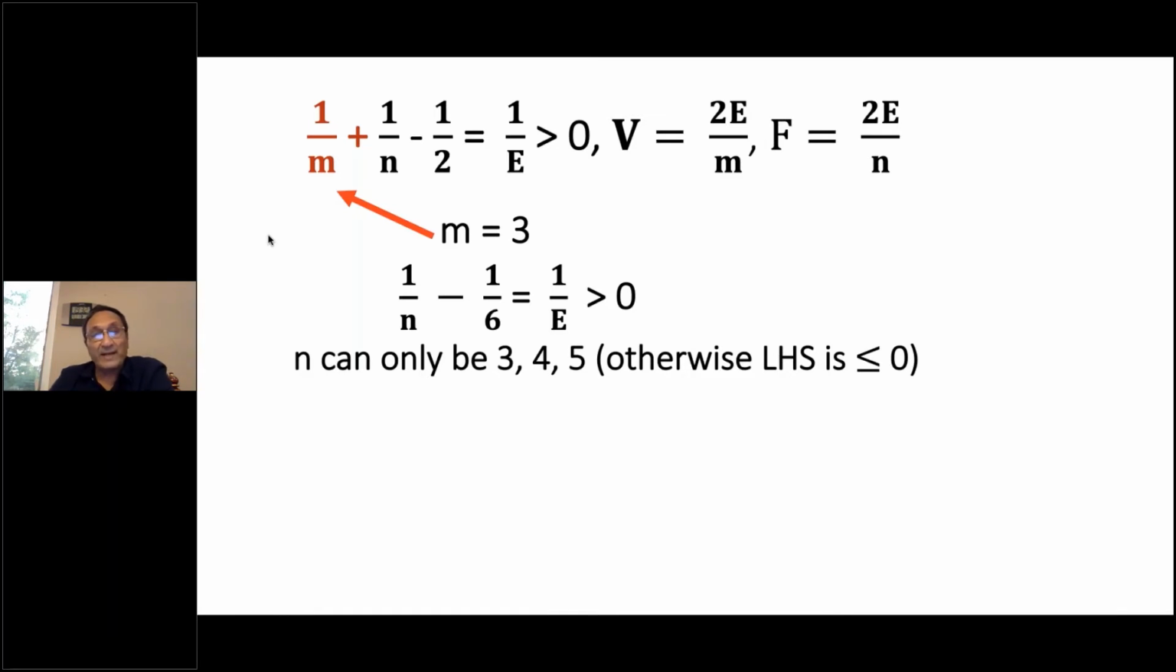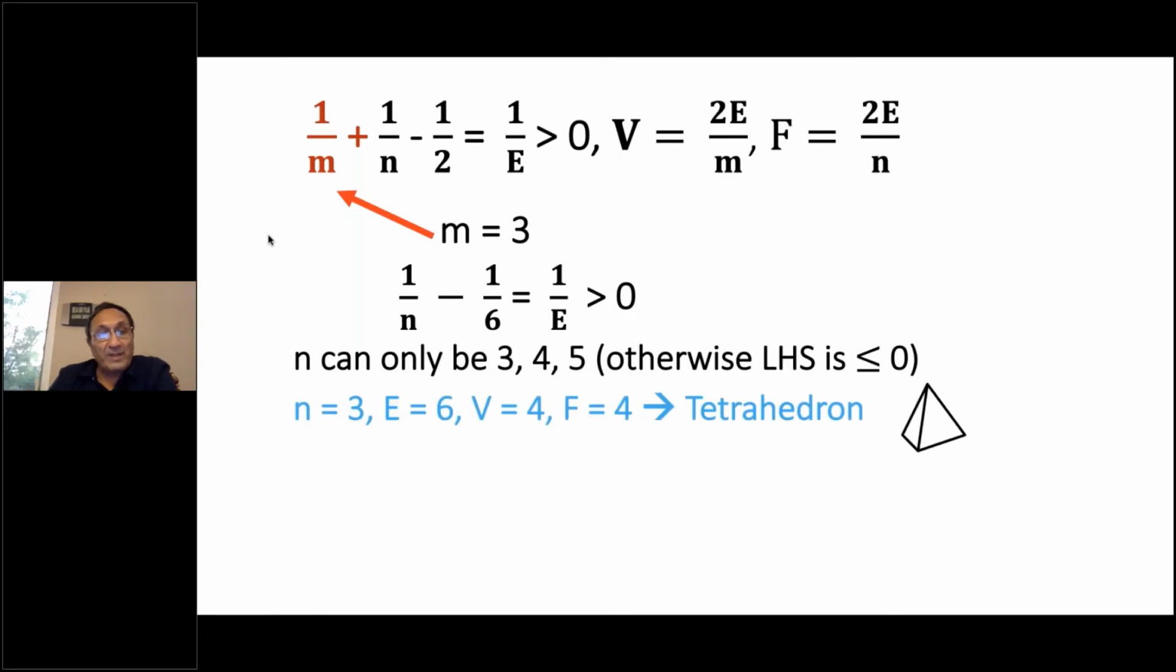Otherwise, the left-hand side is negative, right? If n is 6, for example, the left-hand side is 0, so e is infinite. If n is greater than 6, then the left-hand side is negative. Okay, so let's put in n equals 3. Then you get 1/3 minus a 6th, which gives you 1/6. So e is 6. And if you substitute e equals 6 in this equation above, you see that v is 12 over 3, that is 4, and f is 4.